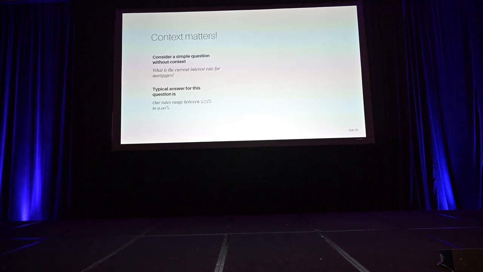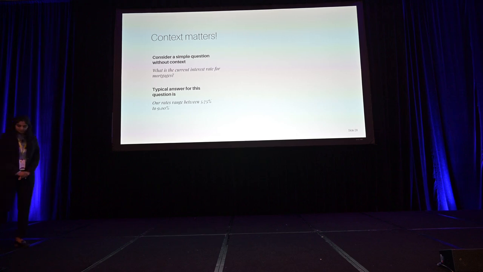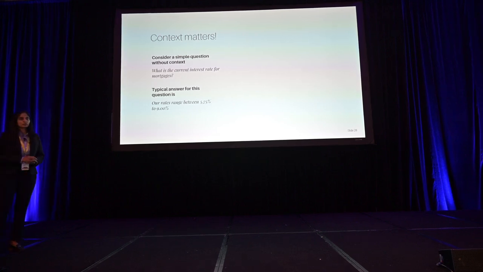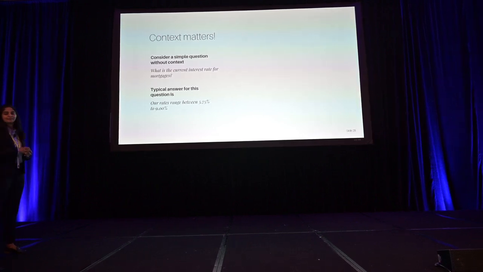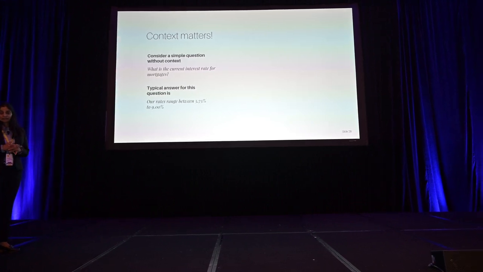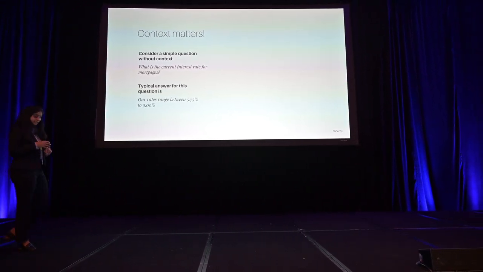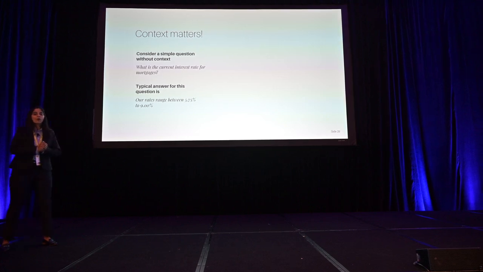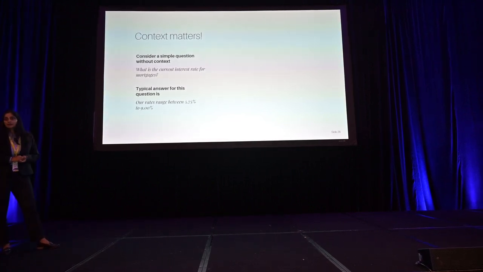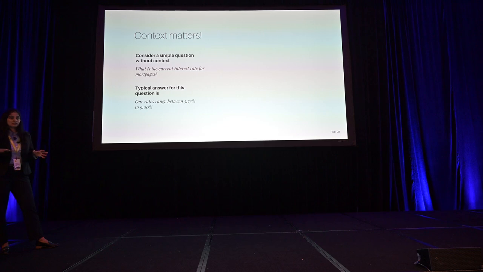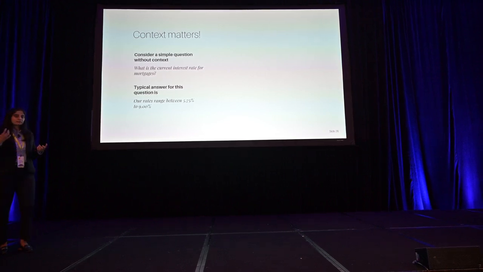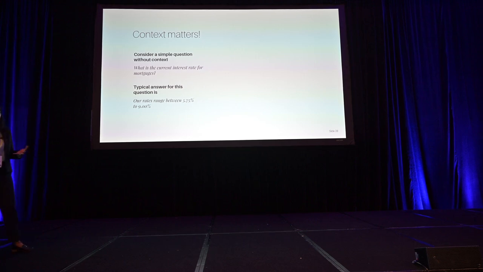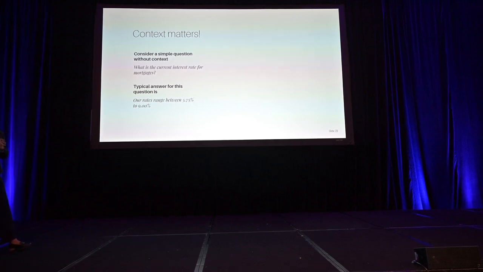The next important ingredient is context. So I'll quickly go over a use case that explains why context is important when you're dealing with GenAI. Right? So consider a simple question. What is the current interest rate for the mortgage? It's a very generic question, and let's say you have an article or a piece of content that's answering that question. If you ask that question, the typical answer would be our rates range from this to this percent, especially based on whatever the article is saying.